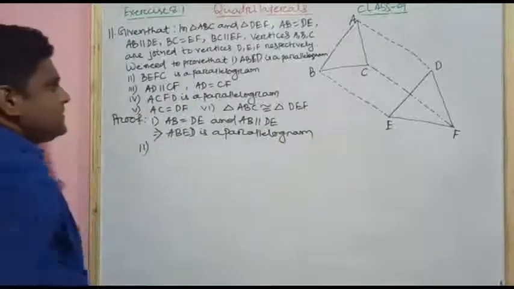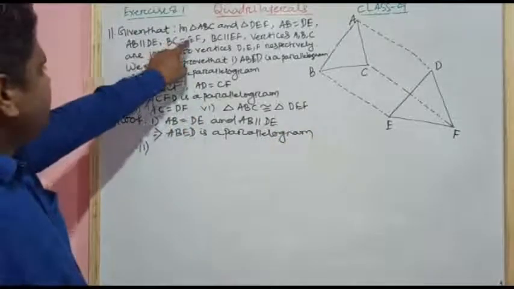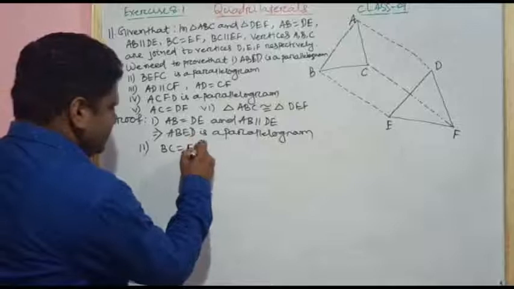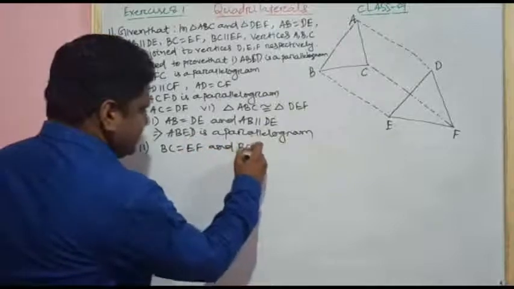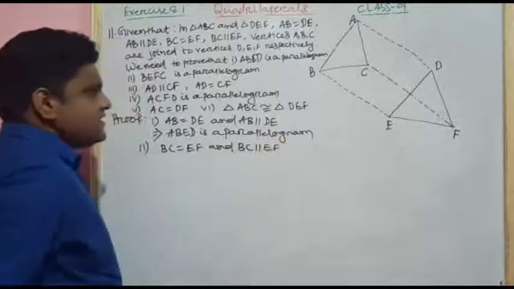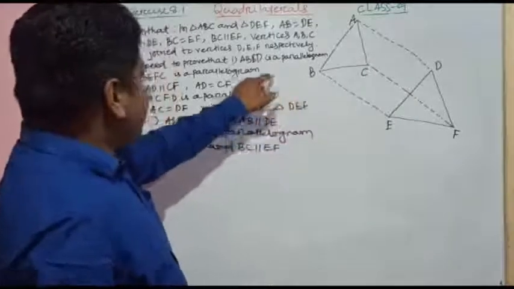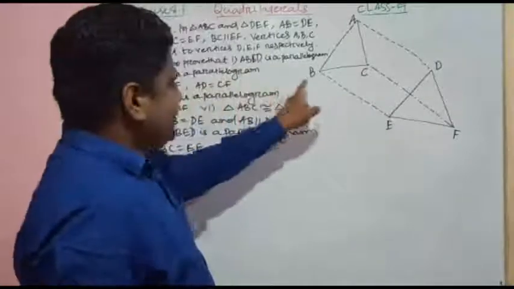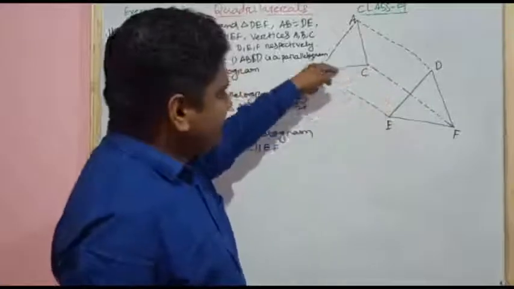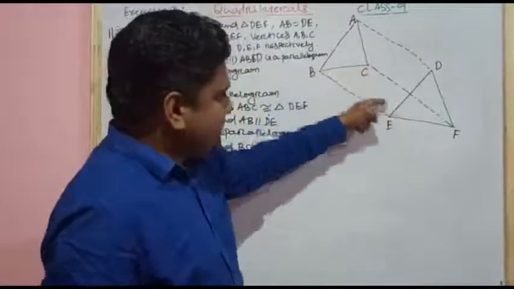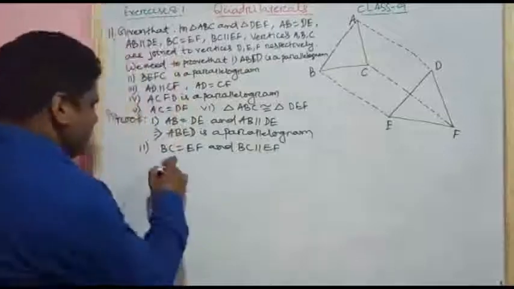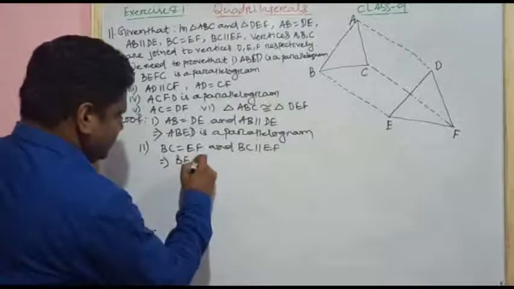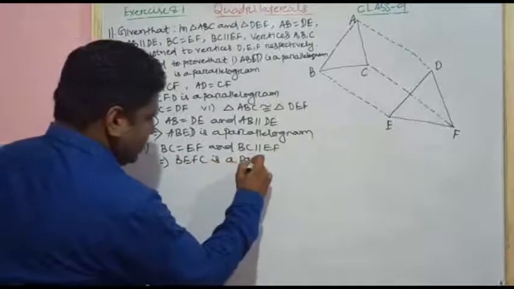Second bit, similarly, let's write the given data, that is BC equal to EF and BC is parallel to EF. See the figure. In quadrilateral BEFC, BC and EF are equal and BC is parallel to EF, so it is a parallelogram. This implies that BEFC is a parallelogram.